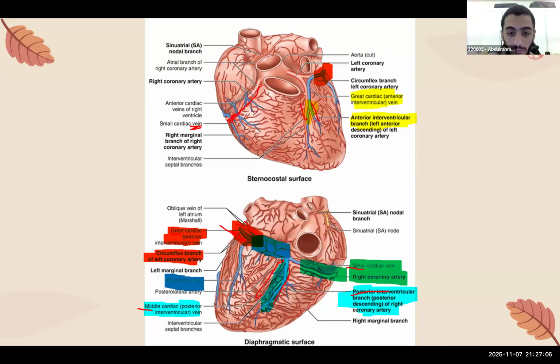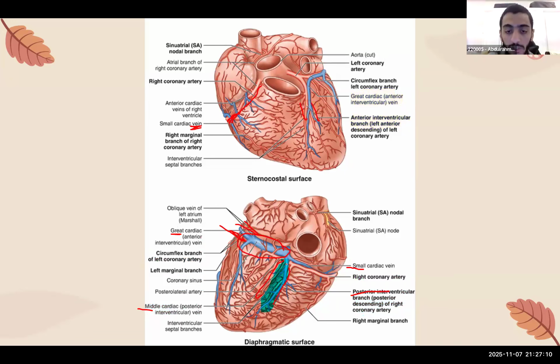Now here I cleared up the picture so you can see them again. So this is the coronary sinus. This is the posterior. This is the anterior. This is the left circumflex. And this is the right coronary artery.